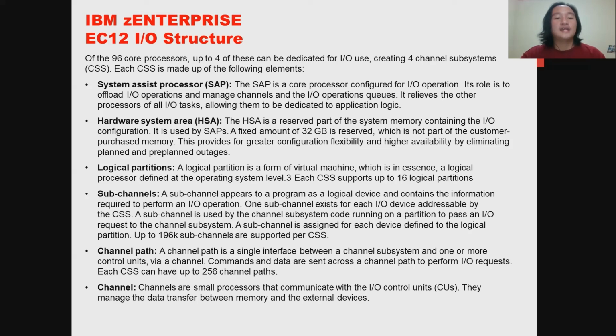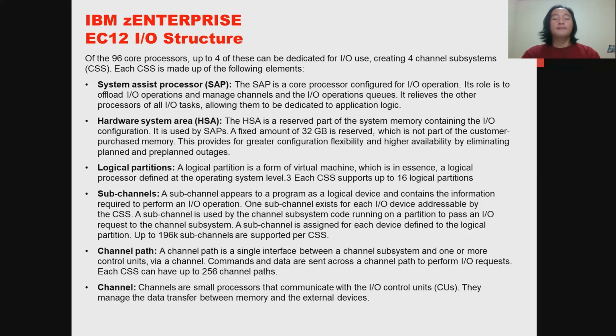Hardware System Area, or HSA, is a reserved part of the system memory containing the input-output configurations. It is used by the SAPs. A fixed amount of 32 gigabytes is reserved, which is not part of the customer-purchased memory. This provides greater configuration flexibility and higher availability by eliminating pre-planned outages. Logical partitions. A logical partition is a form of virtual machine, which is in a sense a logical processor defined at the operating system level. Each CSS supports up to 16 logical partitions.